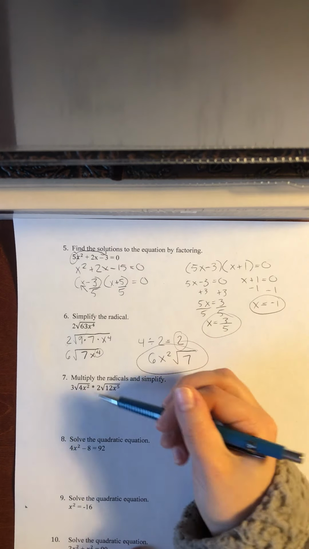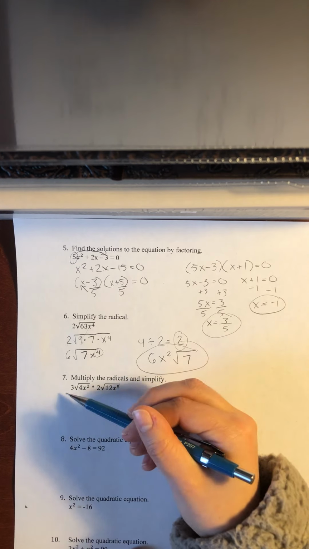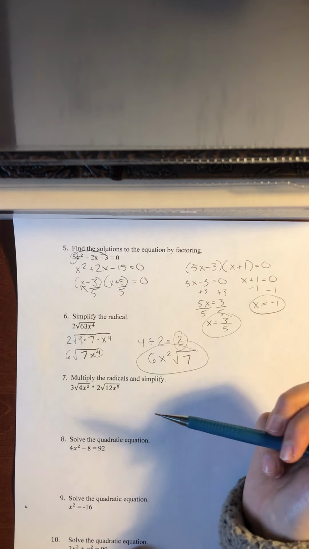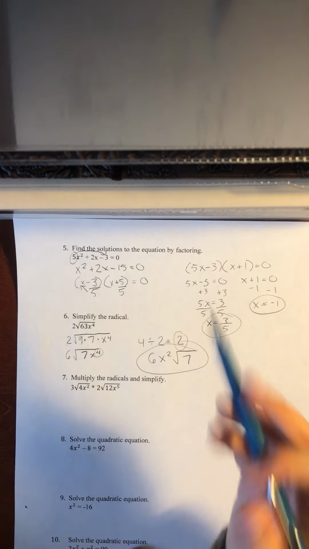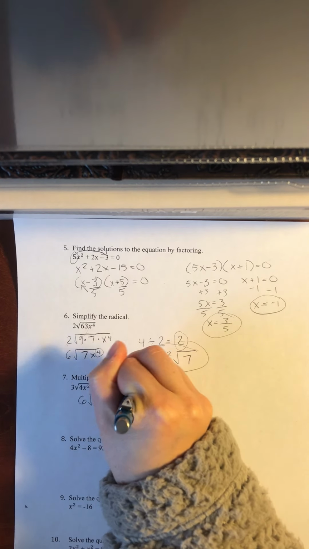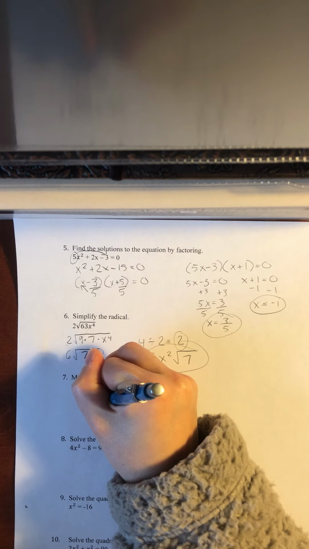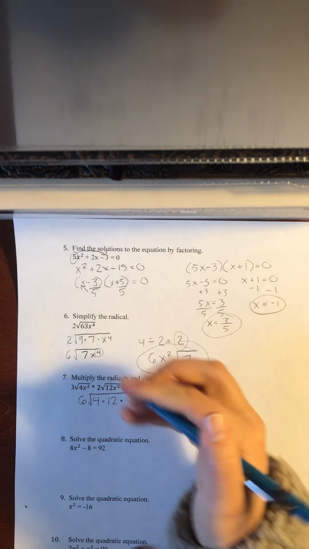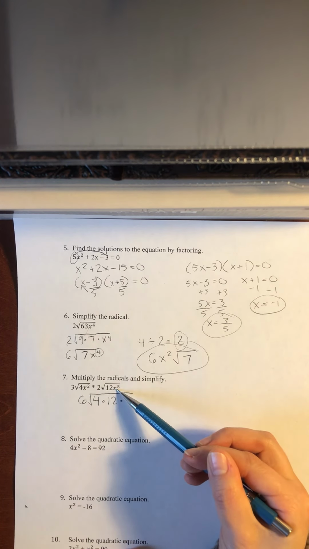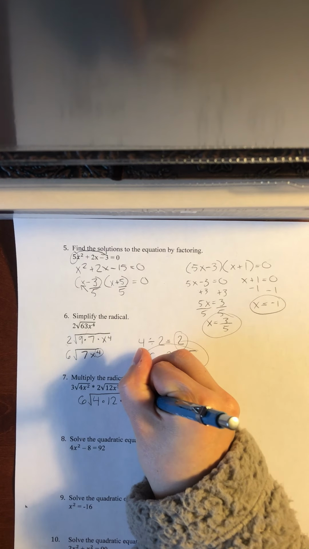Next, there's a couple of different ways we could do this. First, what I like to do is put everything under one radical. So let's first multiply the whole numbers. 3 times 2 is 6. Then we have 4 times 12 times x squared, and x to the 5th make x to the 7th.